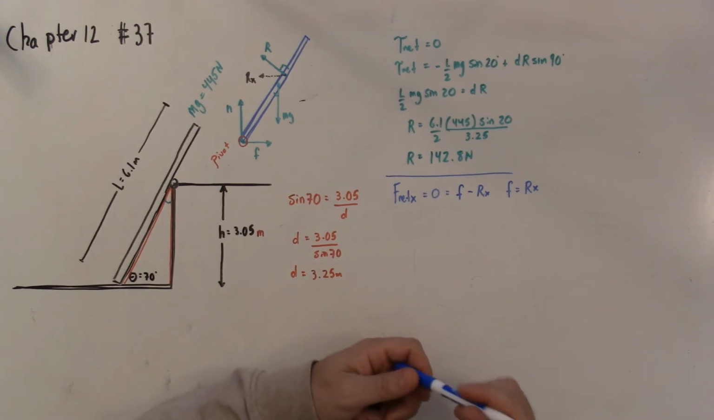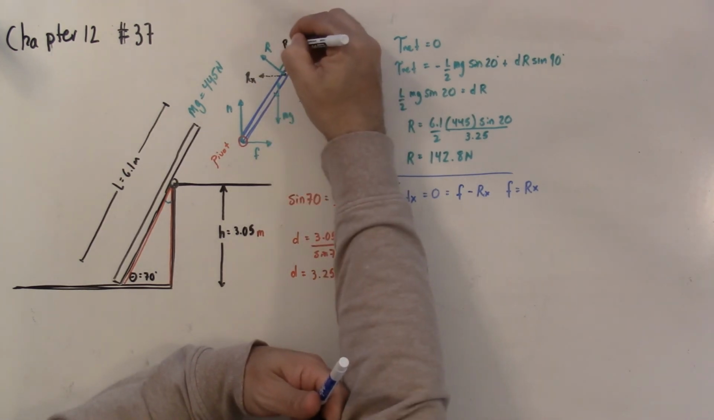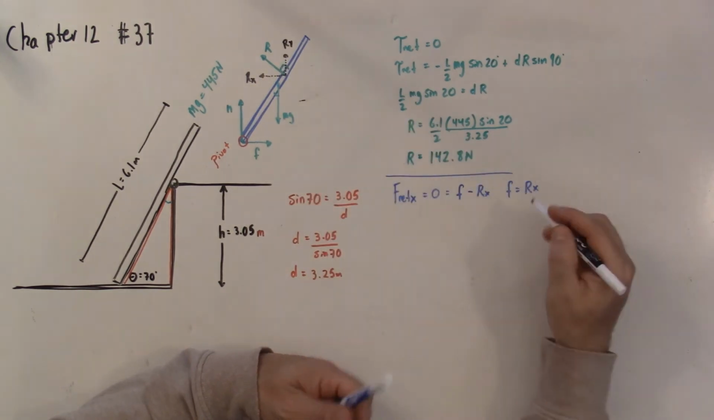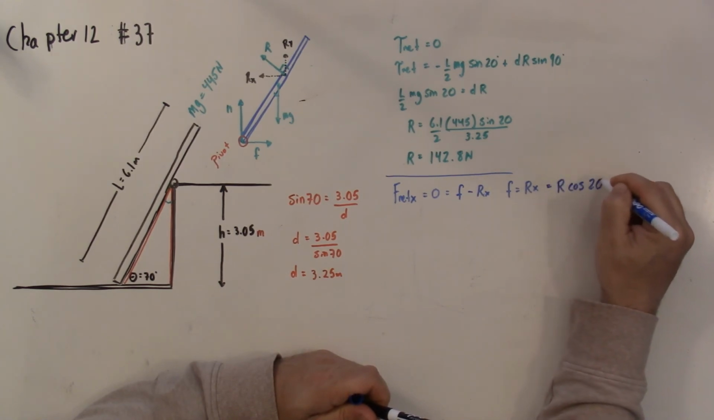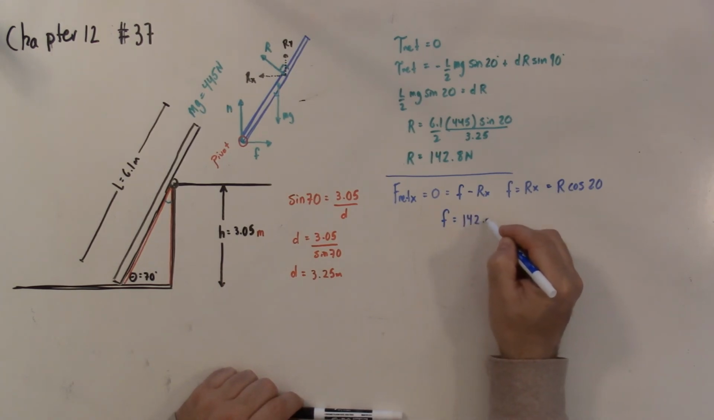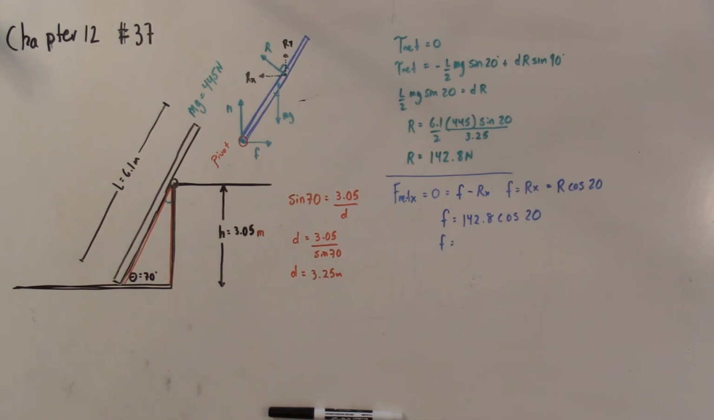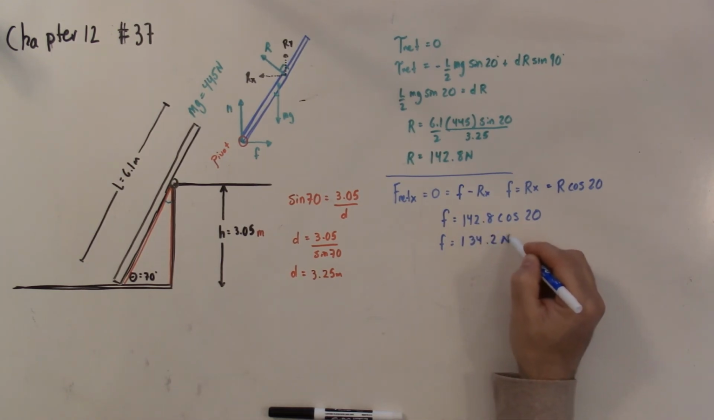Which is actually pretty interesting because if I look over here closely, here's the horizontal component, here's the vertical component. You can see that this is the 70-degree angle here, that's 70 there, this is 20 here. So this is actually r cosine 20 degrees. And if I plug and chug that really quick, so this is 142.8 times the cosine of 20 degrees. It looks like we can get a frictional force value right away here. I got 134.2 newtons for the frictional force.